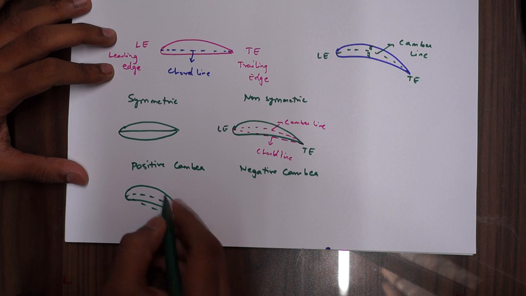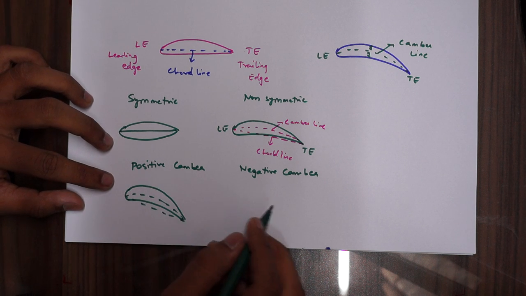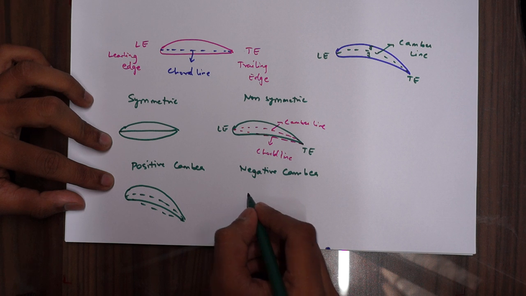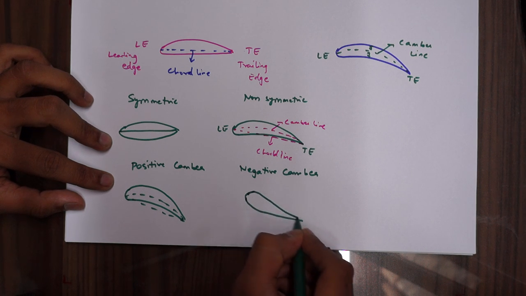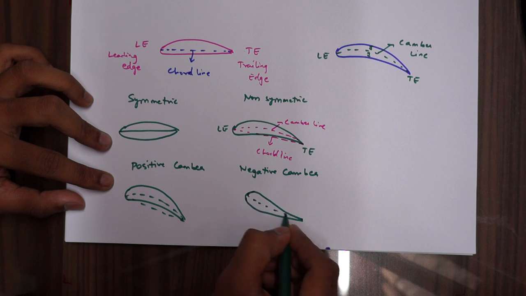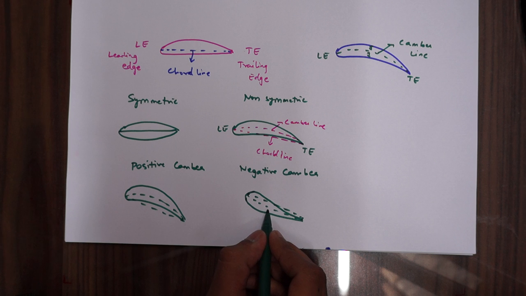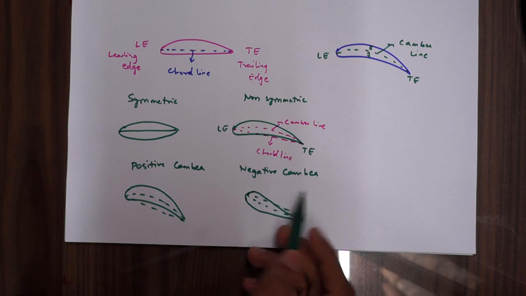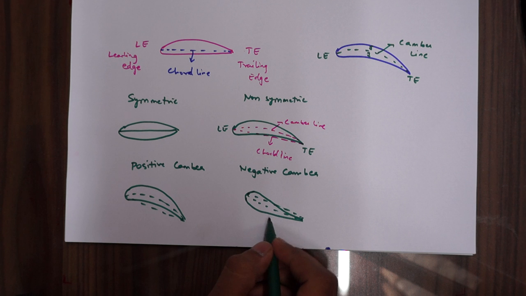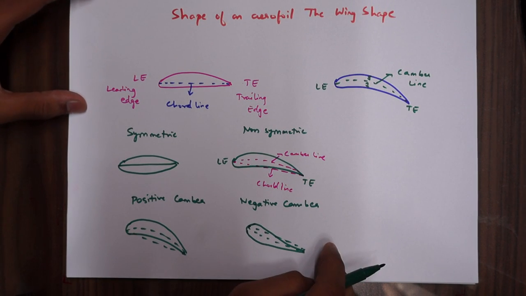When the camber line is above the chord line, it is a positive camber, and for negative camber, when the camber line is below the chord line, it's called a negative camber. Negative camber aerofoil. This also has different applications depending on the aircraft that is designed. So we'll see this later.